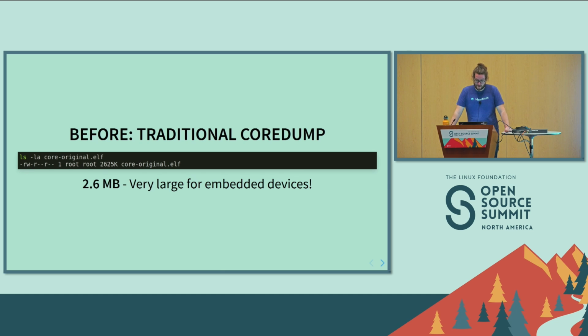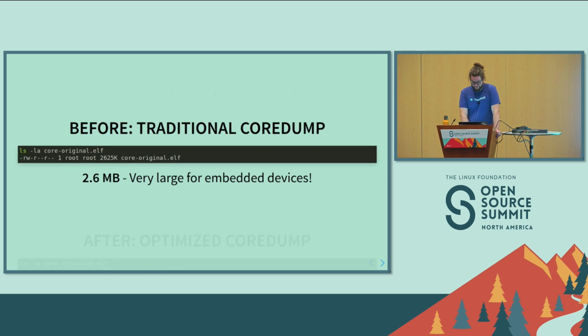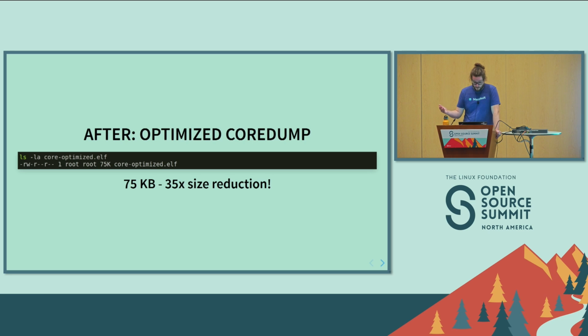And we've seen coredumps up into the hundreds of megabytes, so they can get very large depending on your use case. The optimized coredump is much smaller, 75K, about 35 times smaller. And this is useful too.